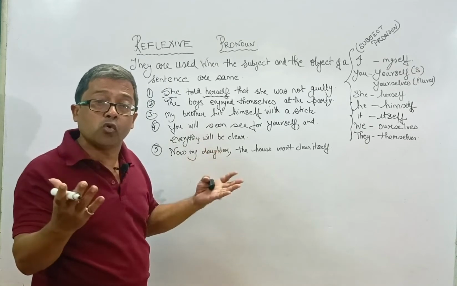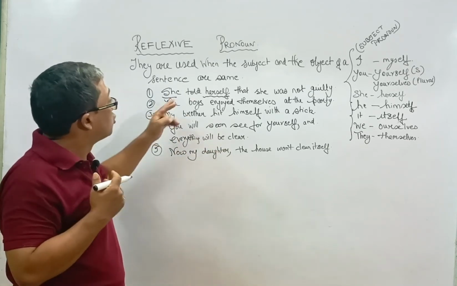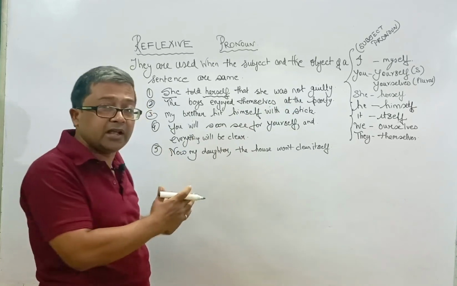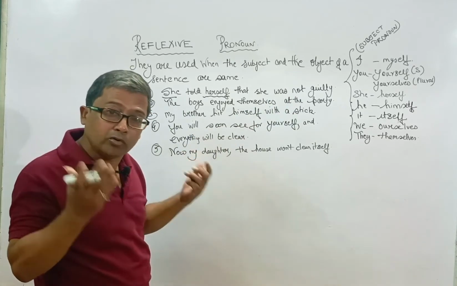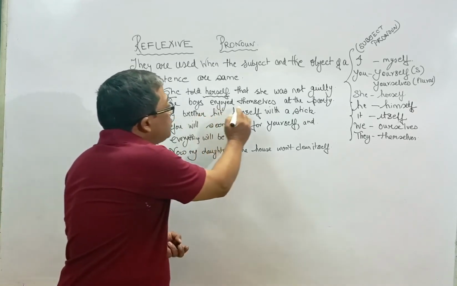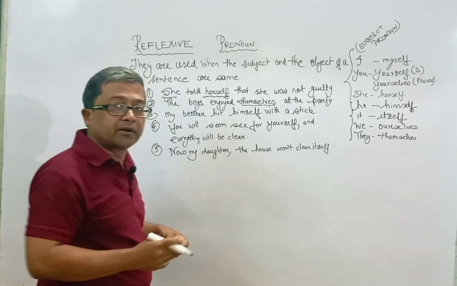She told who? Herself. She told herself that she was not guilty. So here the subject and the object are both the same person. Next sentence. The boys enjoyed themselves at the party.